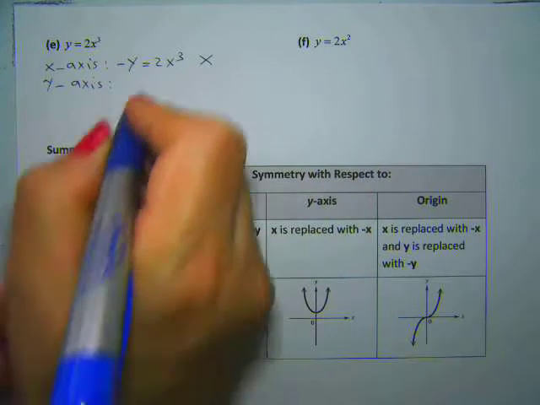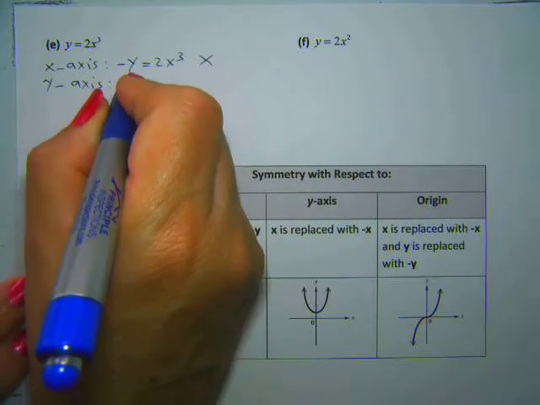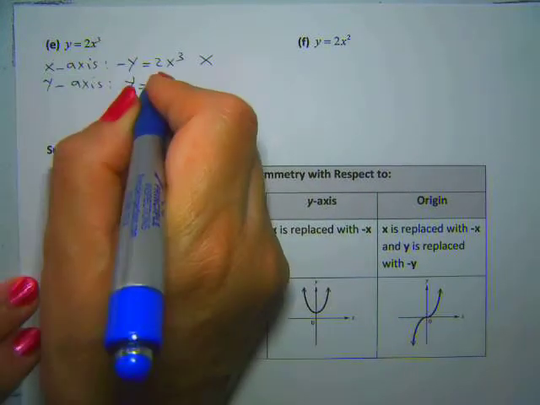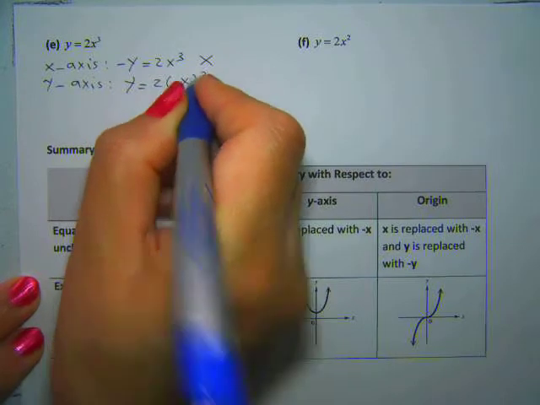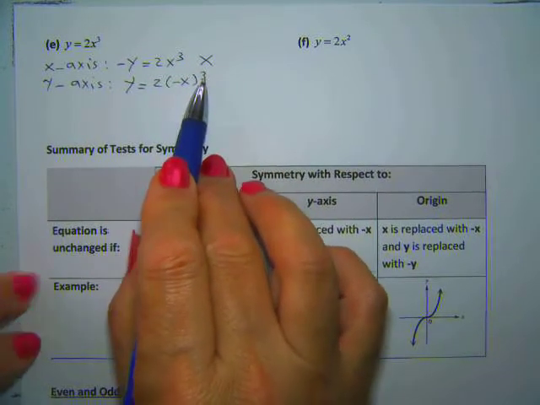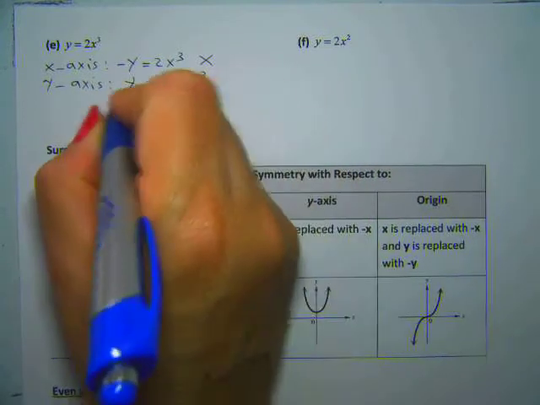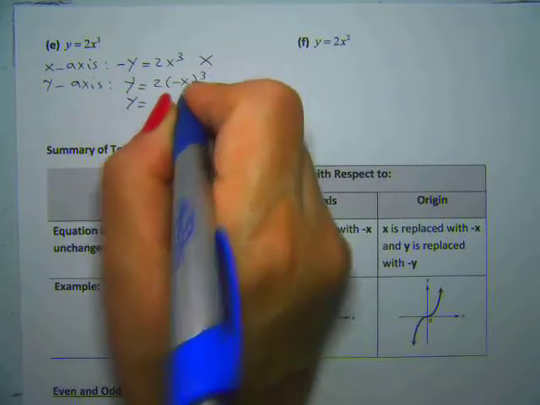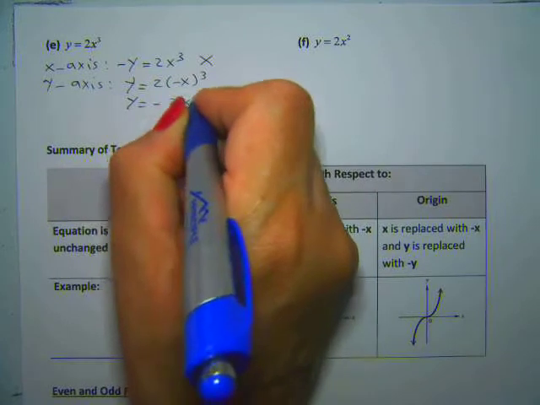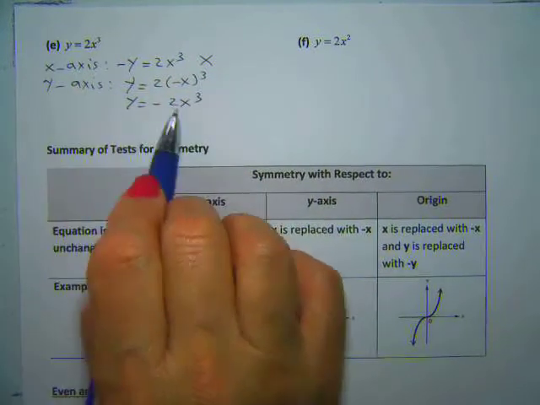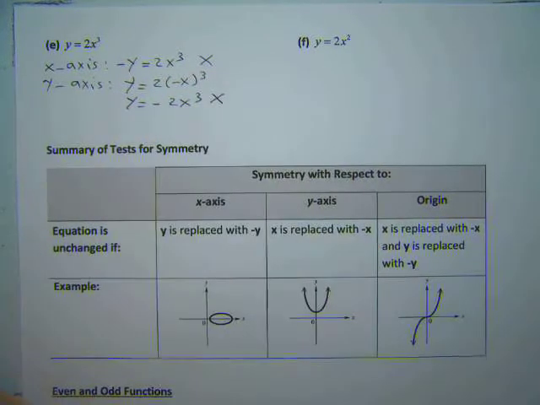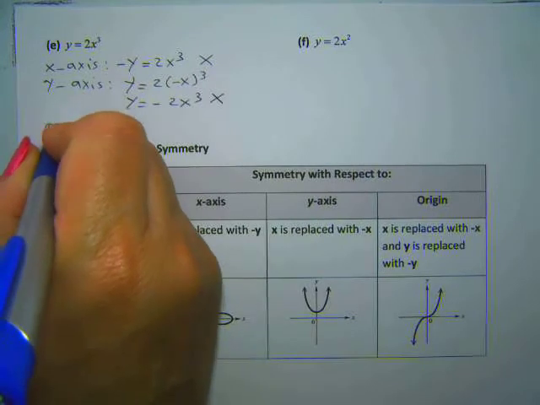For the y-axis, you replace x with -x. Remember now, this -x is raised to the 3rd power. So this is going to be -2x cubed. Is this equivalent to this? No. And now we're going to test the origin.